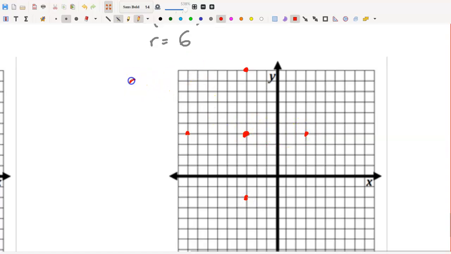And if I want to take 6 and divide by √2, let's see, 6 divided by √2 is 4.2. So 4 and change. So I can go 4.2: 1, 2, 3, 4, and a little bit. 1, 2, 3, 4, a little bit. Then I can go ahead and graph it.